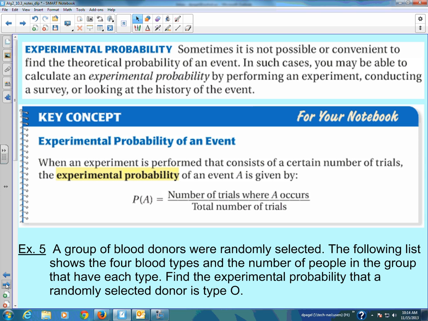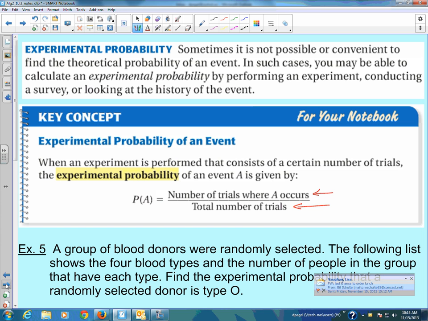Okay, so notice that in the equation here, probability experimental, it looks pretty much the same. We want the number of favorable events, or in this case, number of trials where A occurs, there's our favorable outcome, over our total outcome. So it's the same kind of a setup in terms of a ratio of what I want over the total.